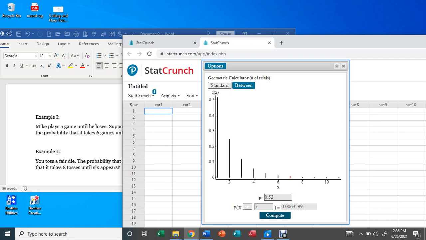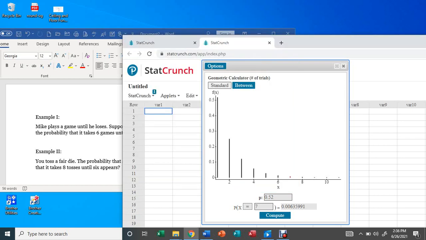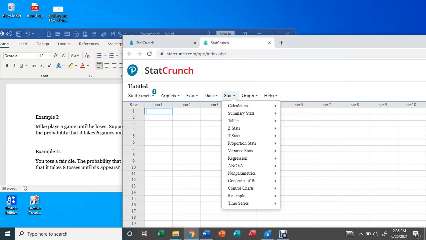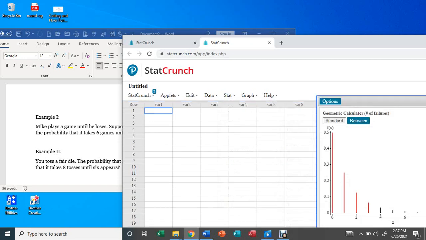So let's look at the second example. You choose a fair die. The probability that a 6 will appear is 1/6. What is the probability that it takes 8 tosses until 6 appears? Same thing here. Let's do it with the number of failures. So Calculators, Geometric, number of failures.